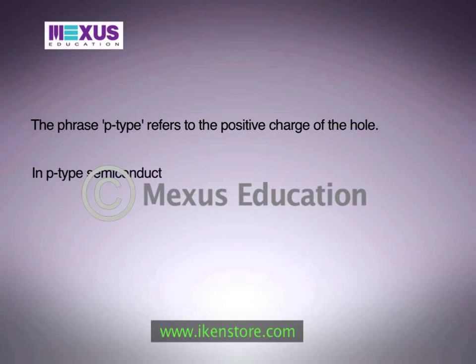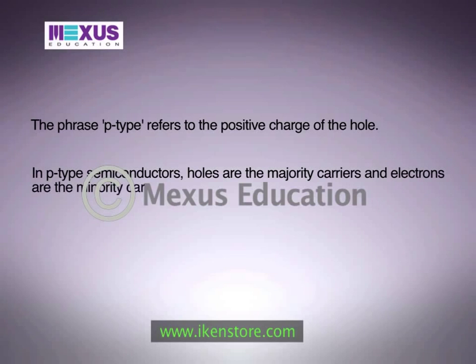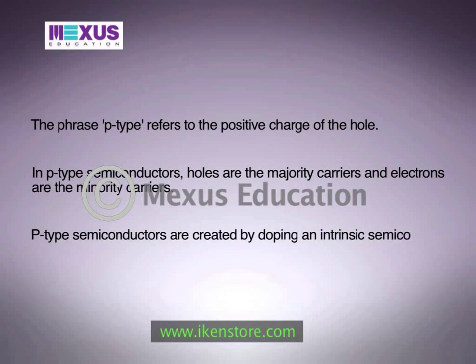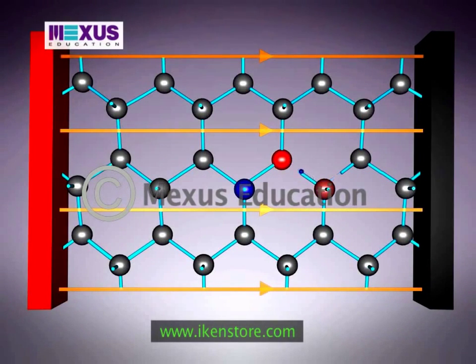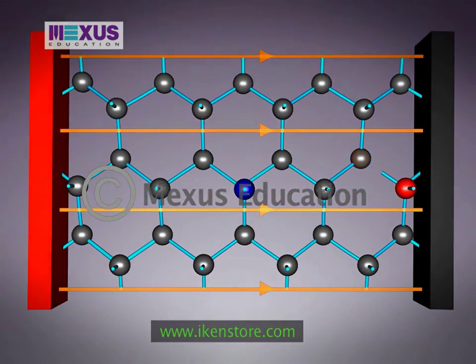In P-type semiconductors, holes are the majority carriers and electrons are the minority carriers. P-type semiconductors are created by doping an intrinsic semiconductor with acceptor impurities. Now, when an electric field is applied, the current flow is shown in the animation.